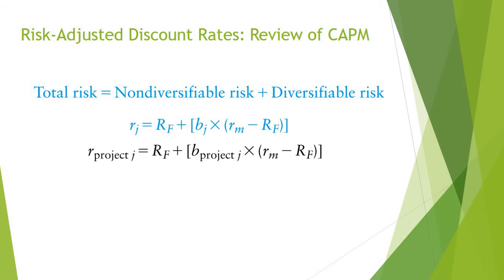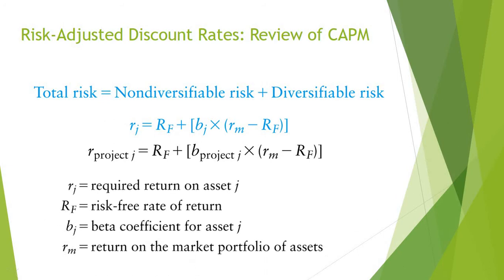So this formula can be adjusted to find the required rate of return for a particular project like project Z. Here RF is the risk-free rate, then the beta of project Z, then RM, which is the same for all projects, and RF should also be the same for all projects. So once again, RJ indicates the required rate of return on asset J, RF the risk-free rate, BJ the beta coefficient for asset J, and RM the return on the market portfolio of assets.